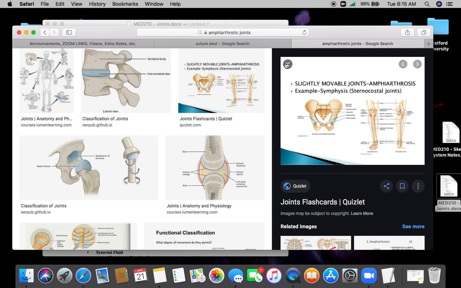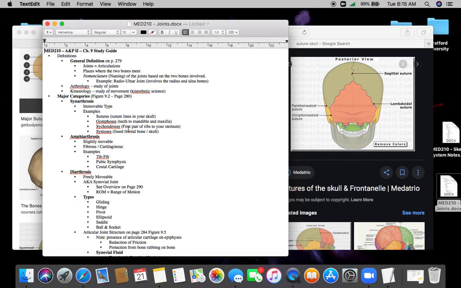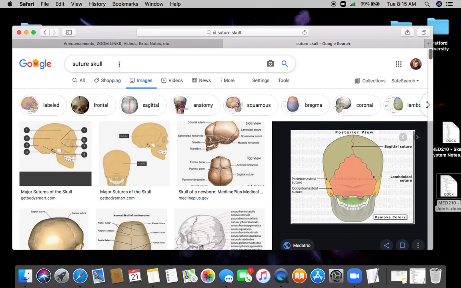Now, let's look at what we have so far. Synarthrosis, right? Totally immovable. Do not move. Amphiarthrosis, your pubic symphysis or your costal cartilage in your ribs, your tibia and your fibula in your lower leg, those are amphiarthrosis. Now, diarthrosis is a synovial joint. That has a full ROM or full range of motion. And the classic model for a synovial joint is your knee.